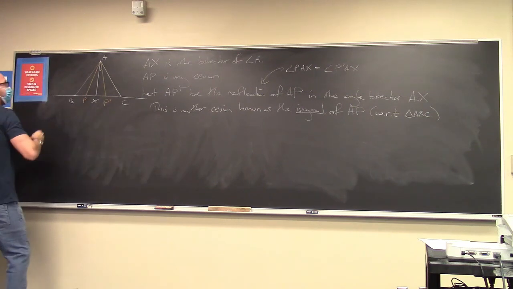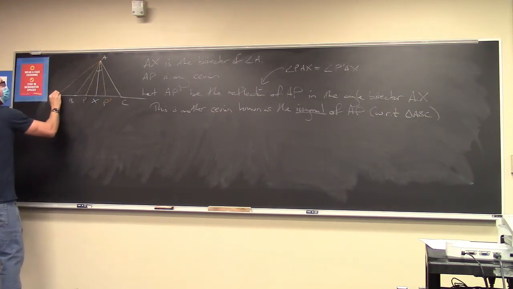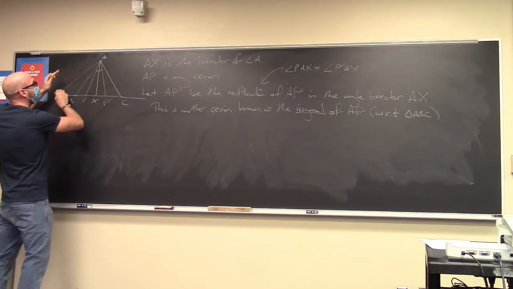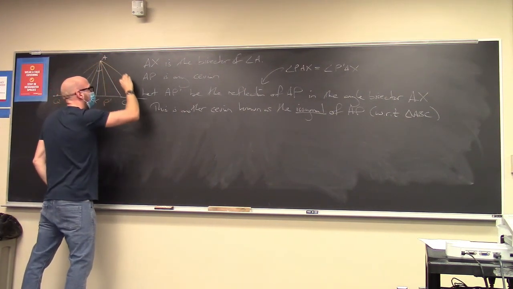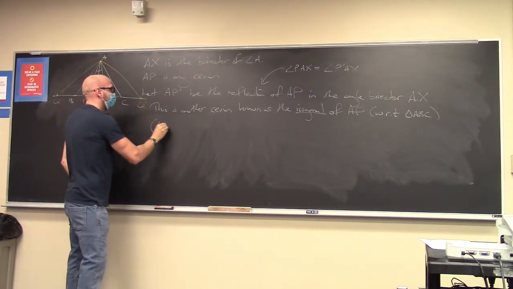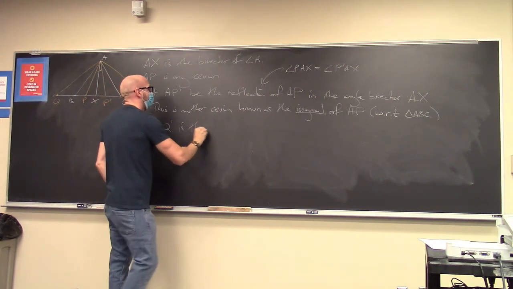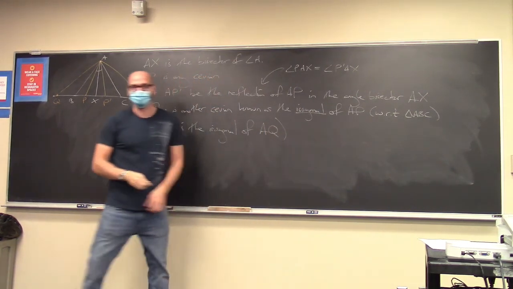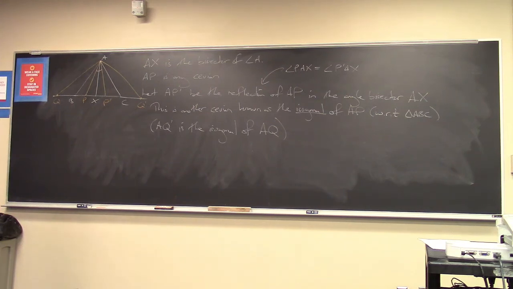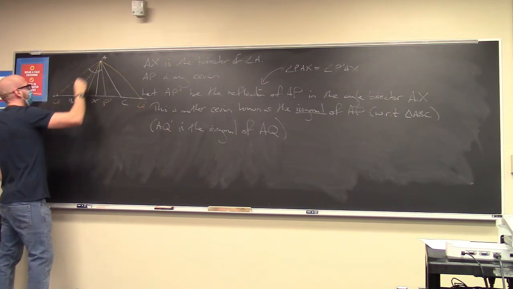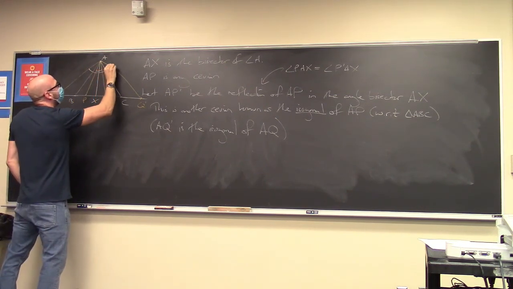I haven't left myself a whole lot of space, but probably should have gone a little bit closer. But there's AQ. If I look for its isogonal, well, this exterior Cevian would reflect to an exterior Cevian over here. So AQ prime is the isogonal of AQ. Just another example drawn there. And once again, that means that angle QAX is the same as angle Q prime AX.